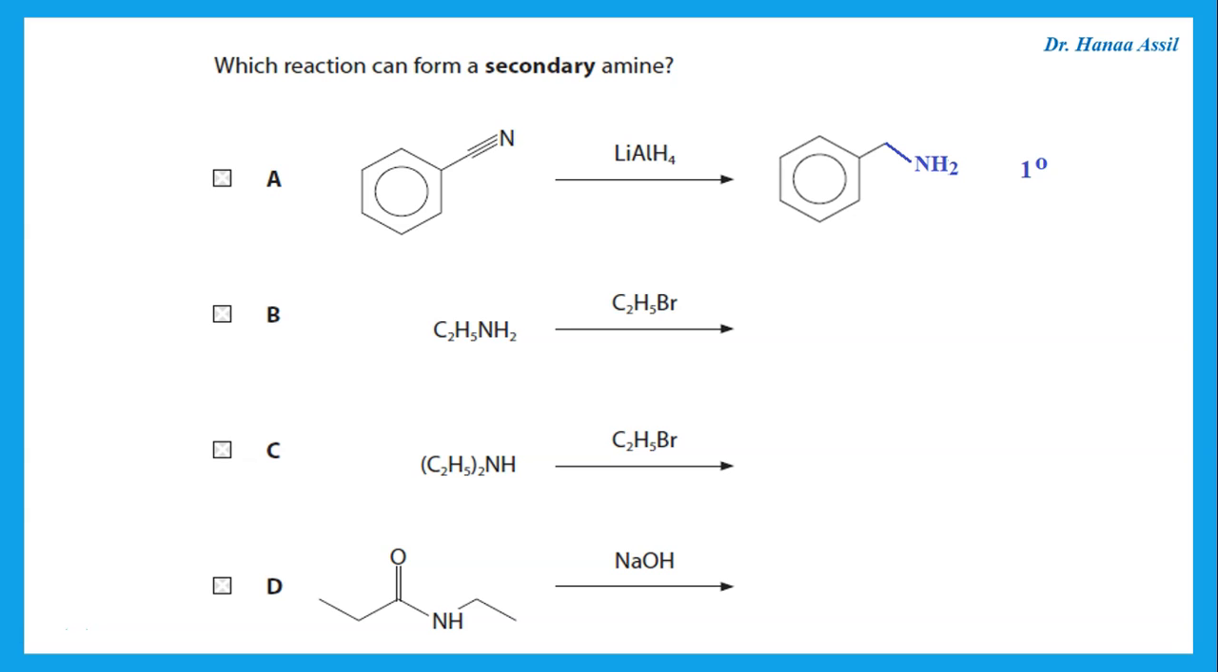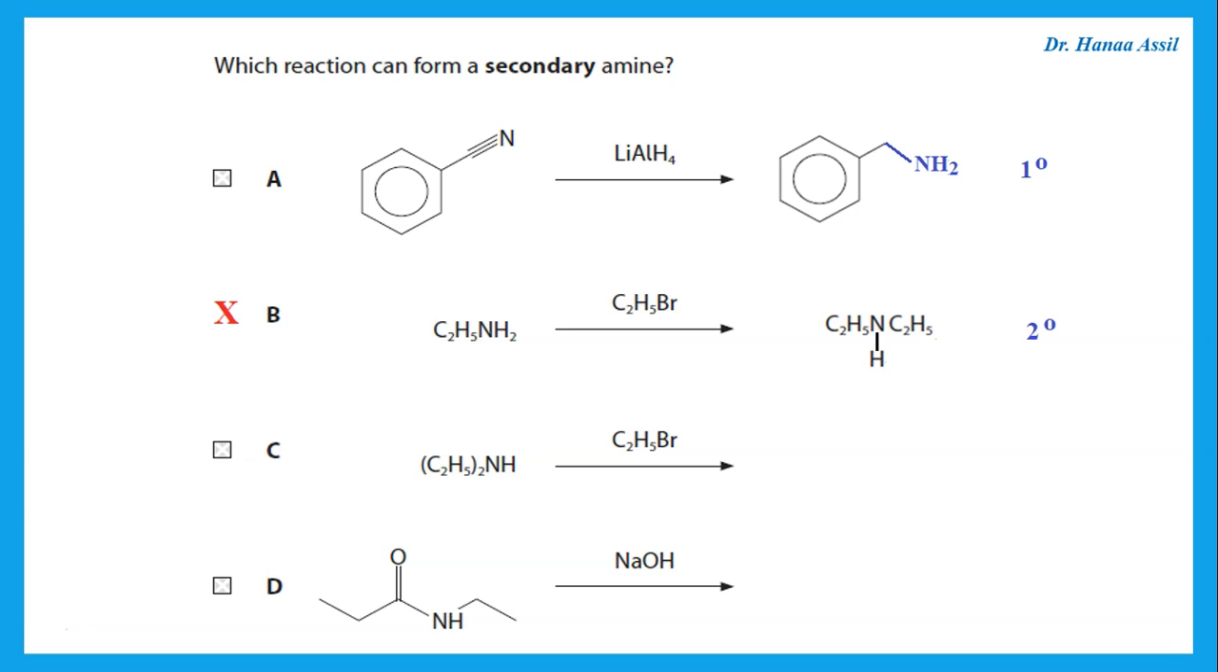Now, in choice B, we have ethyl amine reacting with ethyl bromide. So this is a method of putting a new ethyl group on the nitrogen. So now the nitrogen has only 1 hydrogen and 2 R groups. So this is a secondary amine. So this is the one we're looking for, secondary amine.